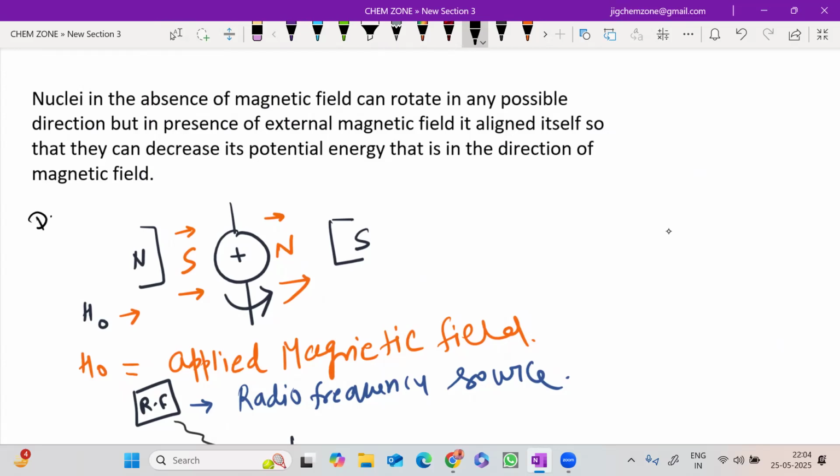Now, in the diagram, you can see a free nucleus placed between the north and south pole of a magnetic field. Now we apply the magnetic field H naught. Now you can see that the nucleus aligns itself in such a way that it feels more attraction, or you can say it has less potential energy. So when you apply the magnetic field, the nucleus aligns itself in the direction of the magnetic field.